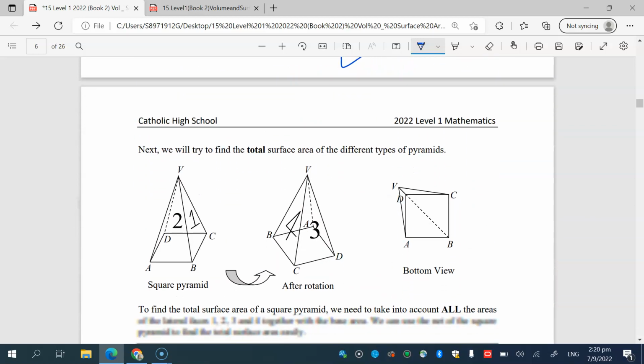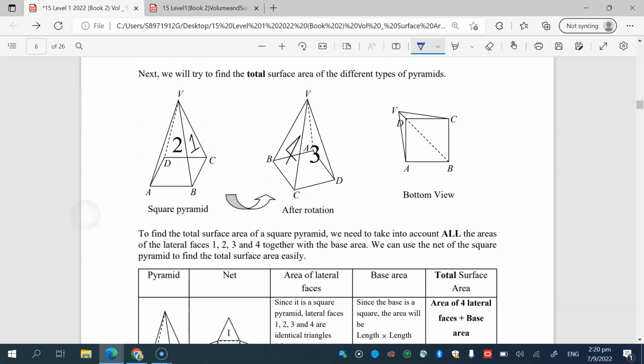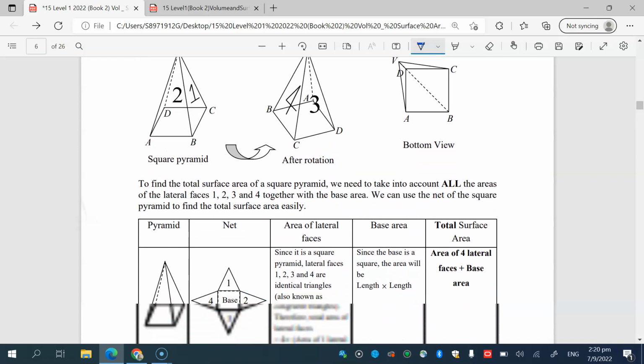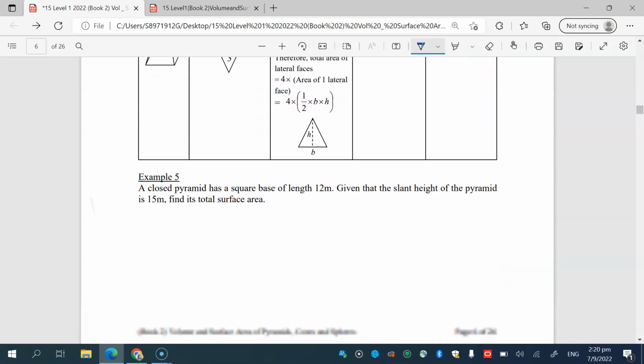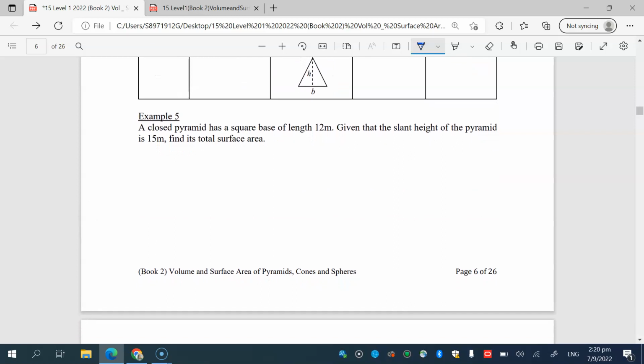Okay, so to find the total surface area of the different types of pyramids, basically they're just saying add the area of the 4 lateral faces and the base area. If let's say you have a square base, you add the area of the 4 triangles plus the square base. That's how you do it. Okay, a closed pyramid has a square base of length 12 meters. Given that the slant height of the pyramid is 15 meters, find its total surface area.